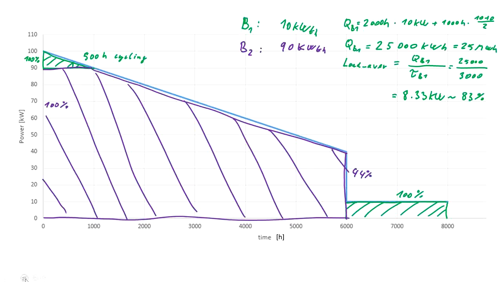Now we can do the same for the second boiler. So the heat provided by the boiler 2 is 1000 hours multiplied by the full power, which is 90 kilowatts, plus 1 to 6, that is 5000 hours, multiplied by the average power output, which is 90 plus 40 divided by 2. And that's it.